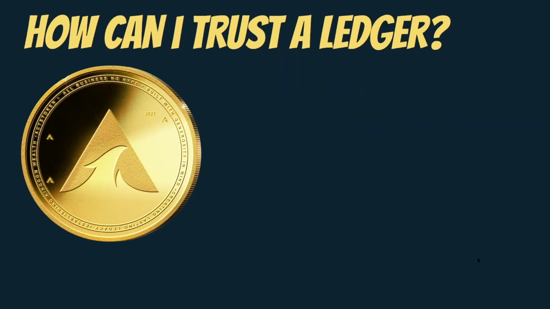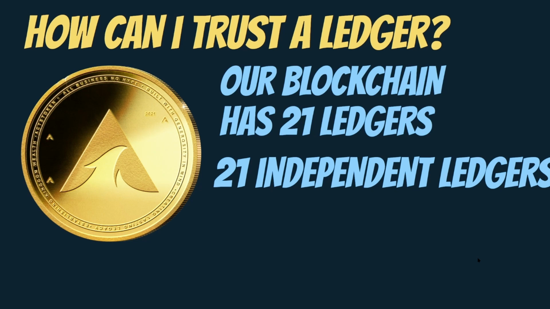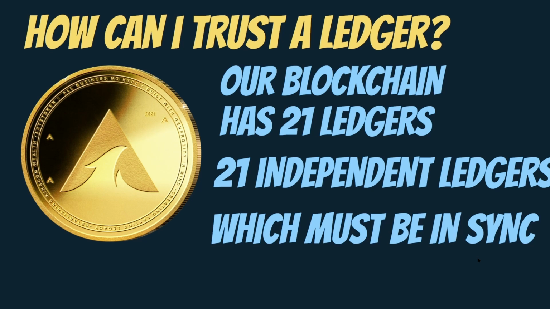How can I trust a ledger? Okay, well, our blockchain has 21 ledgers, 21 independent ledgers or servers and nodes not controlled by one company. They must be in sync. So all 21 need to have the same ledger and the same transaction. And if one ledger is incorrect, the transaction fails. Right? So that's how you know you can trust the ledger.